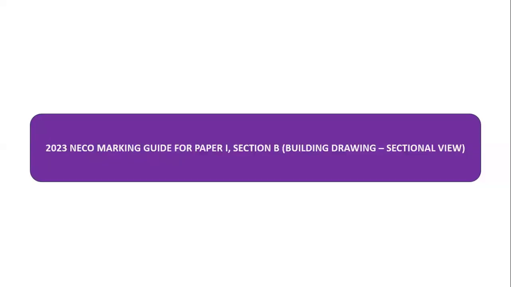And here we are, still looking at the 2023 NECO marking guide for Part 1, Section B. We are looking at building drawings, sectional view. So we want to look at how marks are awarded to the construction of the sectional view. Let's go and see. So this is the sectional view that was produced, and we can see how marks were awarded to each part constructed.